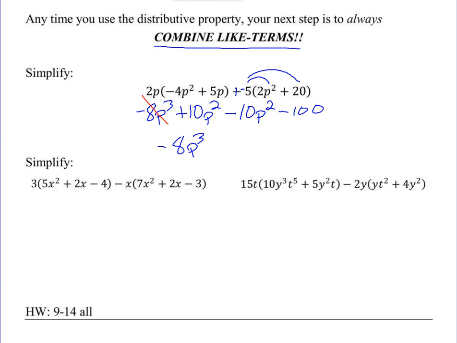Now, 10p squared minus 10p squared. What is 10 minus 10? 0. So you get 0p squared, which is what? It's 0. So that term actually completely disappears. They add to 0, and I'm left with the minus 100. So when I combine like terms, my answer is just negative 8p to the third minus 100. And I'm done.